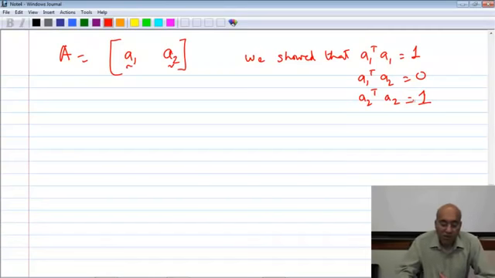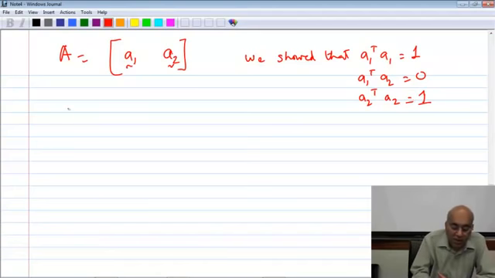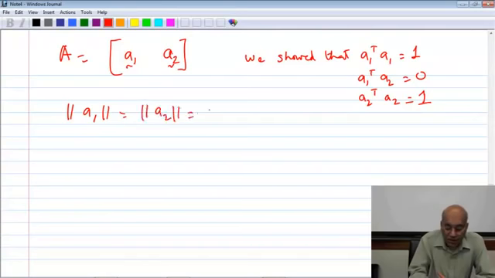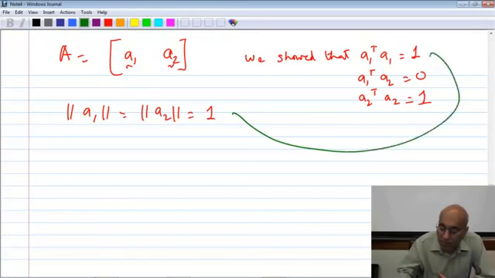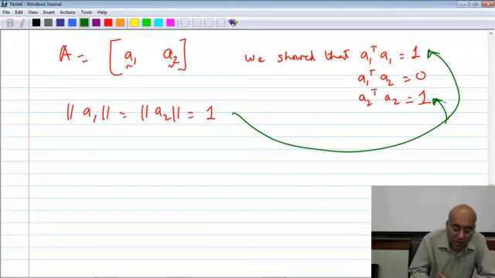Okay, but what does that mean? That means that the columns are orthonormal. By that I mean, what's the length of A1? It is the same as the length of A2, and this length is 1. And that follows from this property and from this observation that we had. What else do we know? So therefore each column is of length 1, and we also know that A1 transposed A2 is 0.